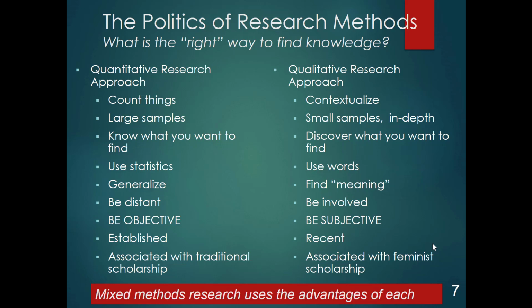Instead of counting things, we contextualize things. Qualitative is when you have a smaller sample size and you're trying to get more in-depth information, rather than, with large samples. When it comes to qualitative, you discover what you want to find. You don't really know ahead of time what you want to find out. Instead of statistics, with qualitative, you use words. You're trying to find meaning. And so you're more involved in the research process. You're more involved one-on-one with the participants. It's subjective, and it's something that's not as established as the quantitative approach.